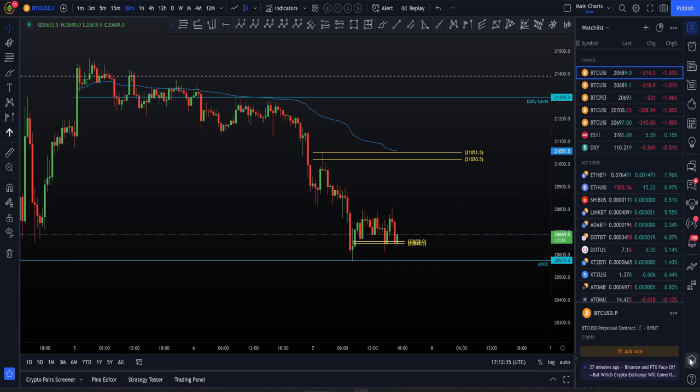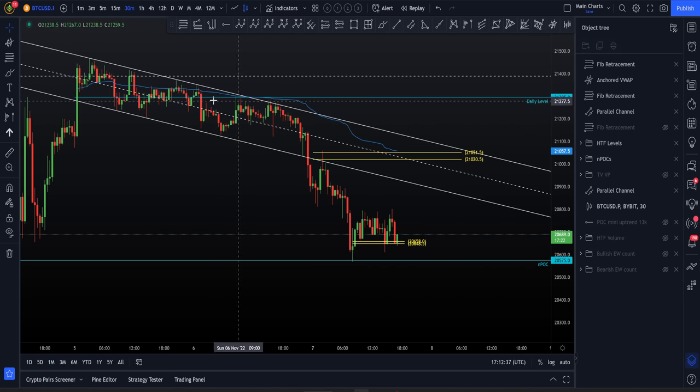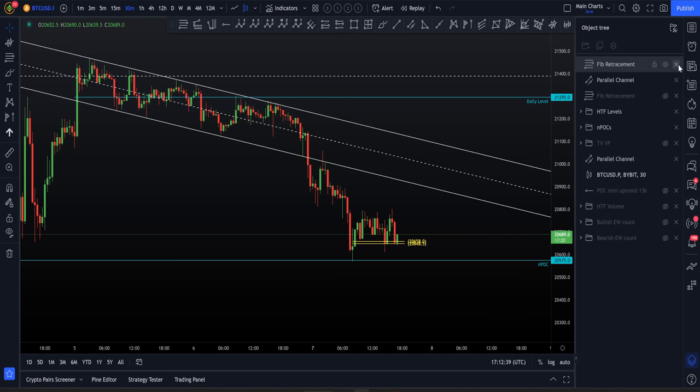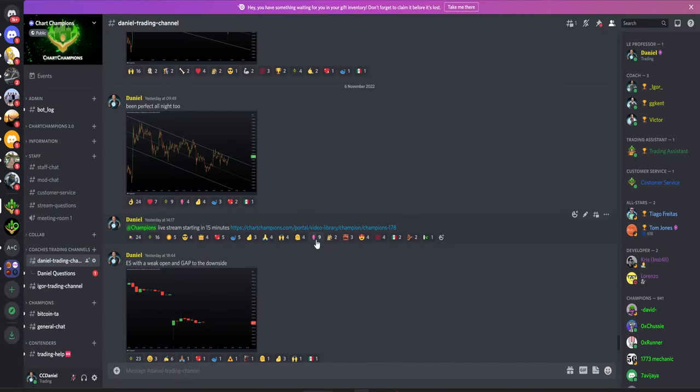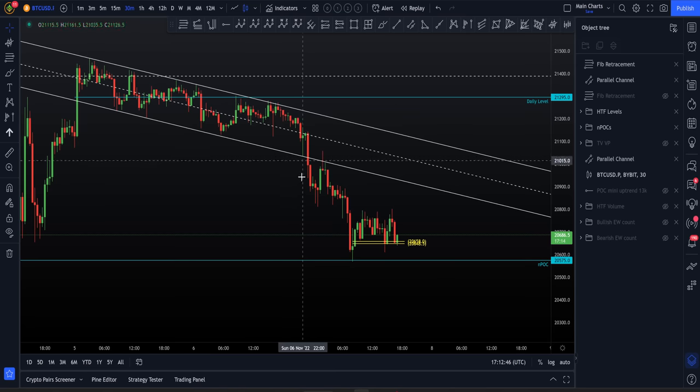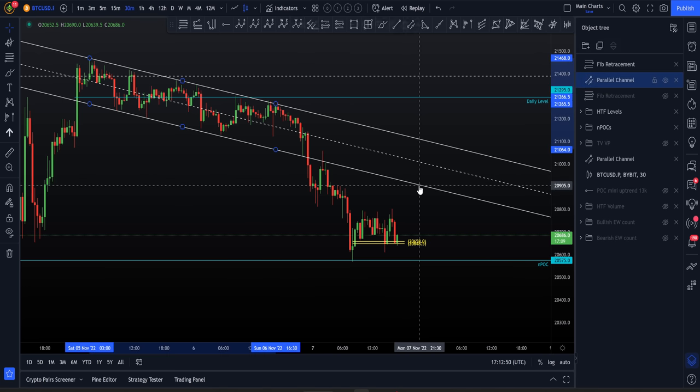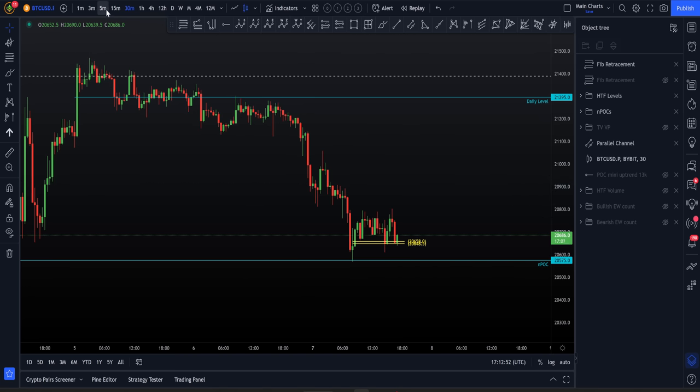By the way, this was the channel that I was on about. Let me just hide these other things for you a second. This was the channel that we're looking at. And that channel even broke to the downside, got the retest, and then another subsequent move down. So the technicals for me are very well respected. And then, yeah, really, this is the way that I'm trading it right now.